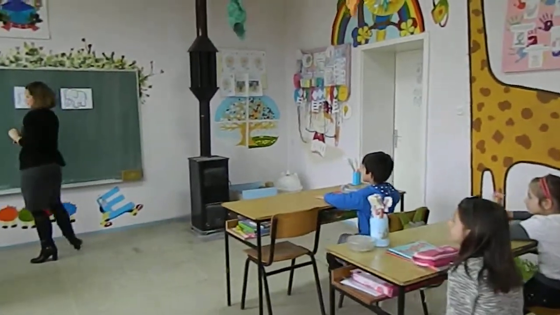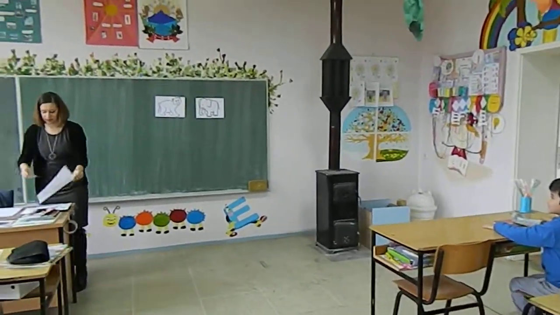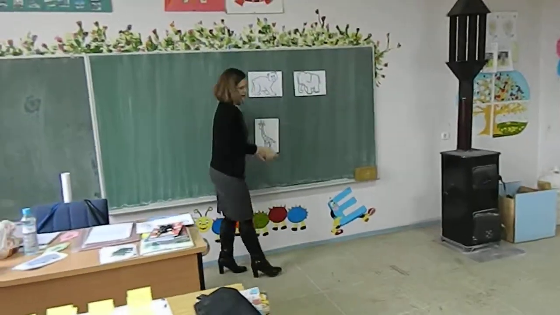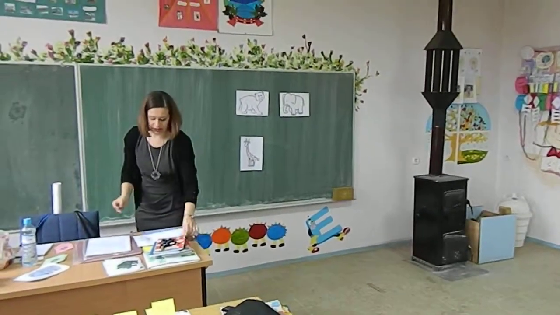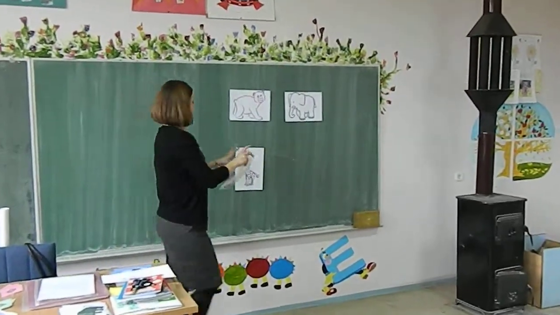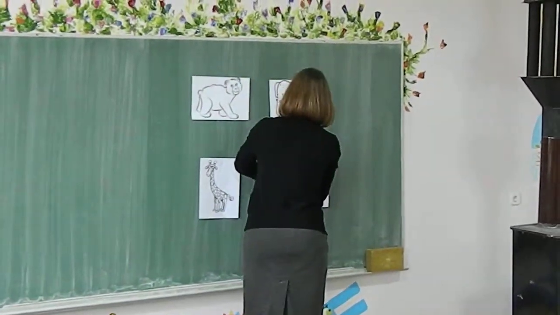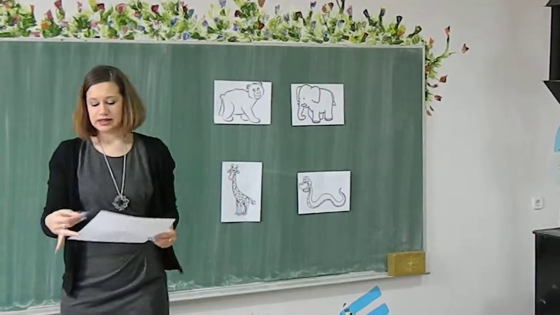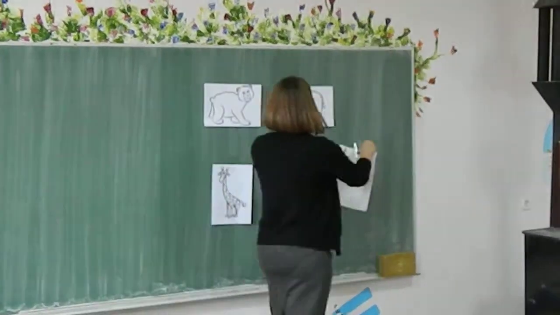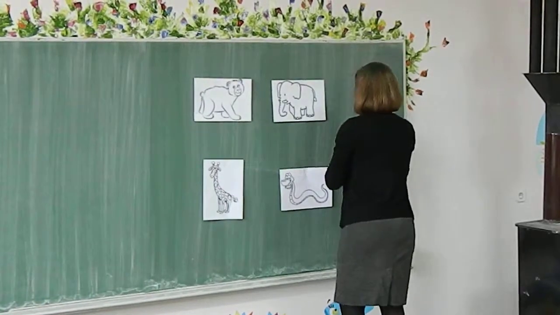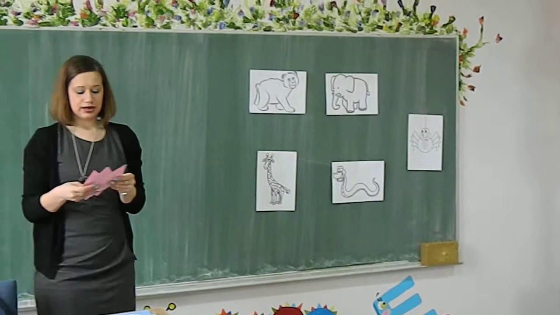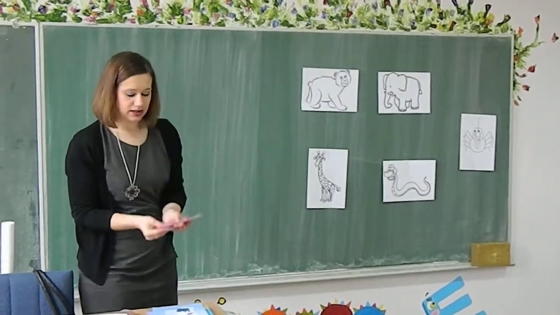An owl. Good. And what's this? Giraffe. Yes. And what's this? Snake. It's a snake. Yes. And what's this? So now we're going to look at words describing these animals.